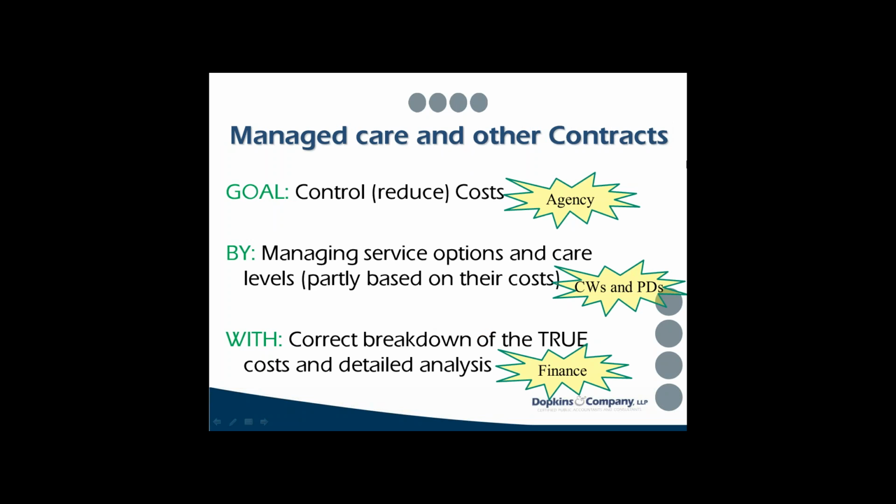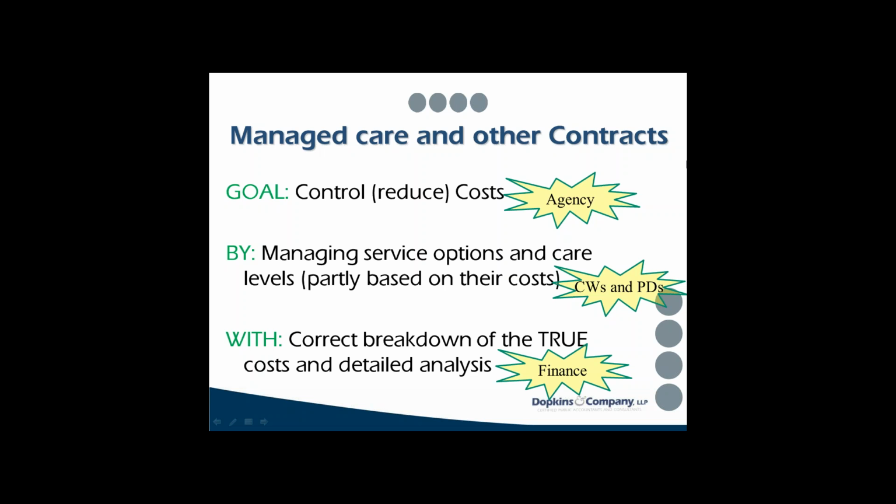So in theory, what we want to accomplish is the agency is trying to reduce its costs, to control its costs, because I'm not going to get reimbursed at random whatever I spend. How am I going to do that? You're going to do that by managing service options and care levels. This is typically going to be done by MSCs, program directors, caseworkers, whatever the person is that is managing the care level that the individual receives.